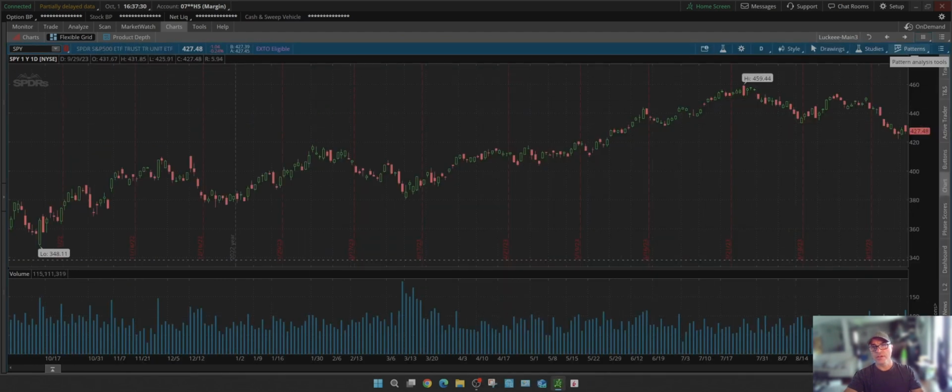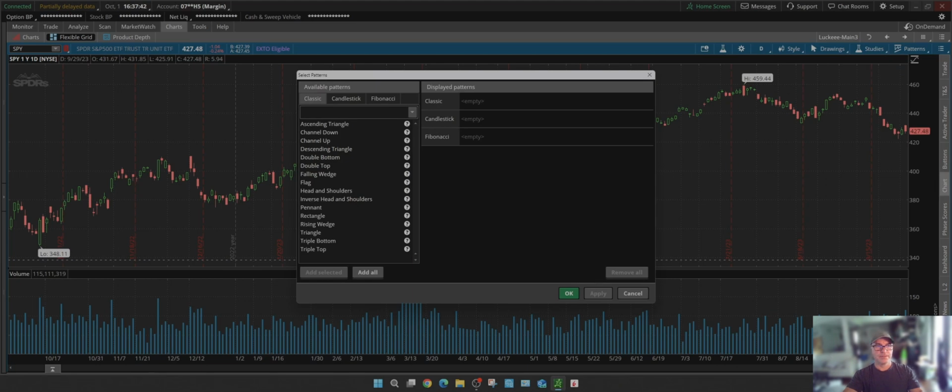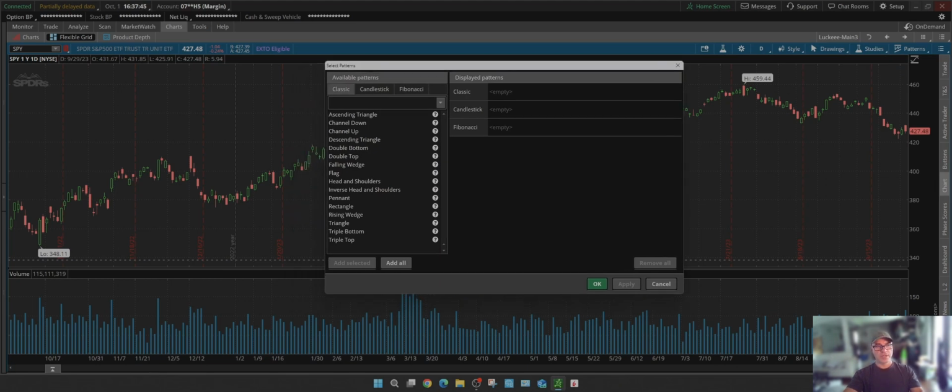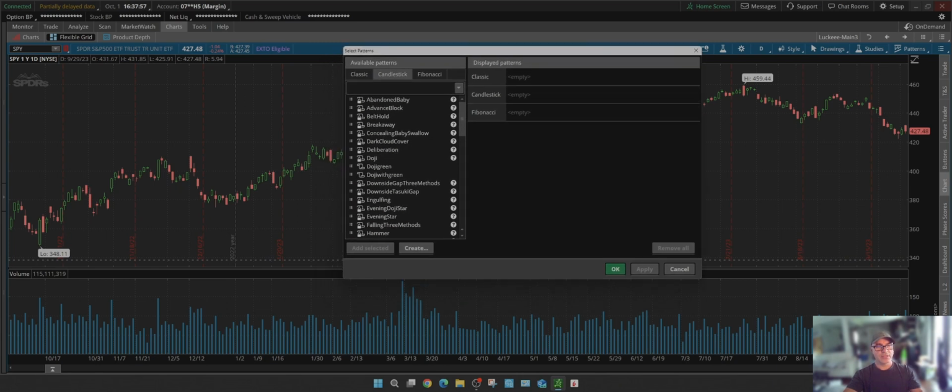We're going to click on the pattern on the corner. There is a little tool called the pattern analysis tool. You click on it and it's probably a check mark. We want to select pattern. So here is where all the magic happens. We click on the candlestick, and these are the pre-populated candlestick patterns that you can choose from.